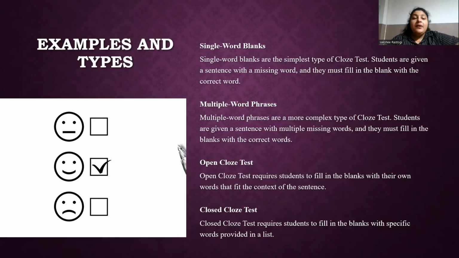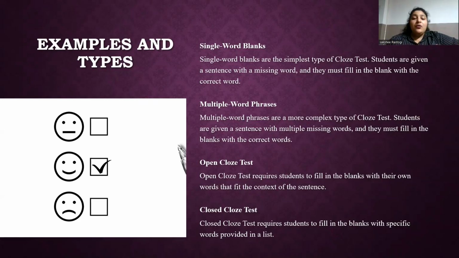Multiple word phrases. So, what are multiple word phrases? They refer to a type of cloze test where each blank space in a passage or sentence requires a phrase or a group of words to complete it. The blank is typically marked with a longer blank line or a series of underscores. The test takers must fill in the blanks with the phrases or multiple words that make sense in the context of the sentence.